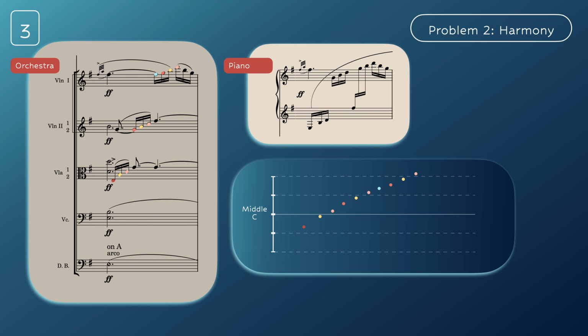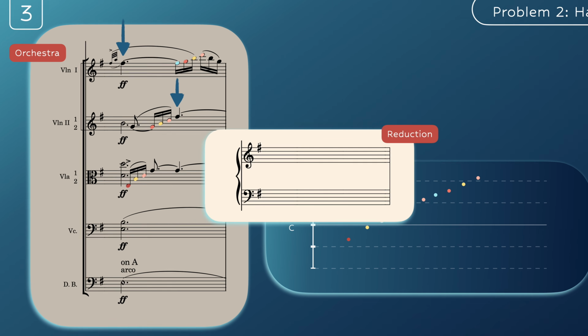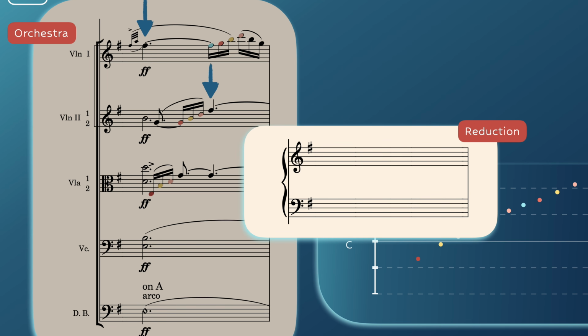The second problem, the supporting harmony. Here, a reduction score is essential. Let's make one. First, mark each point where vertical harmony forms. Gather the notes. First point. Second point.